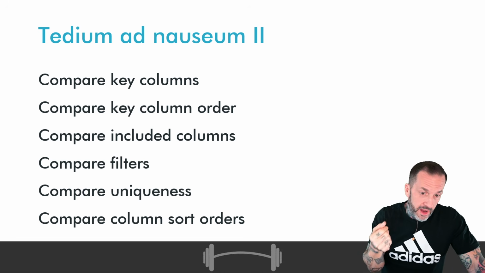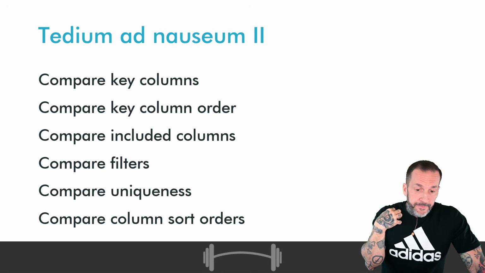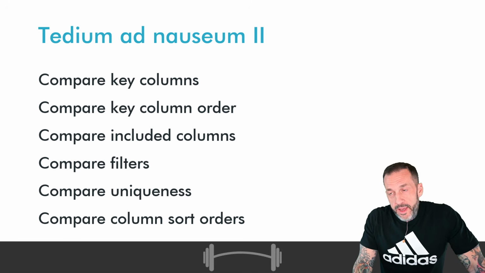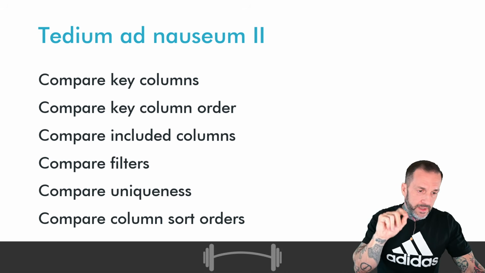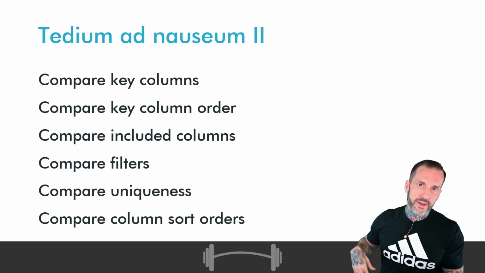You have to look at included columns. You have to look at if they have filters on them. You have to look at if they're unique or not. You have to compare column sort orders, ascending, descending. And it's a lot of, oh, we have to move this down. Oh, this include list goes way off the SSMS screen.